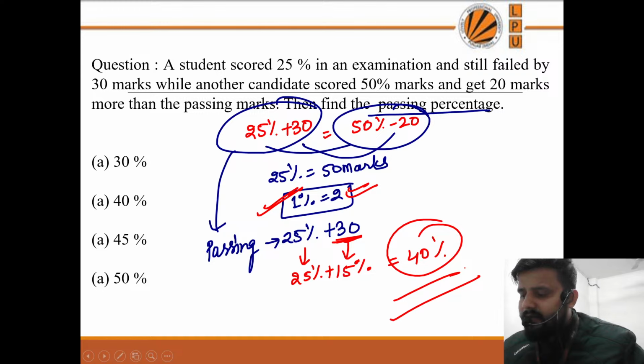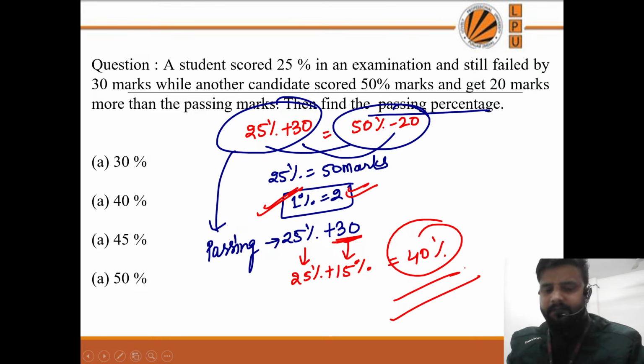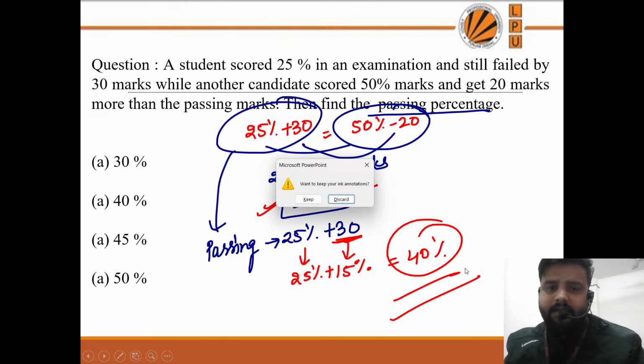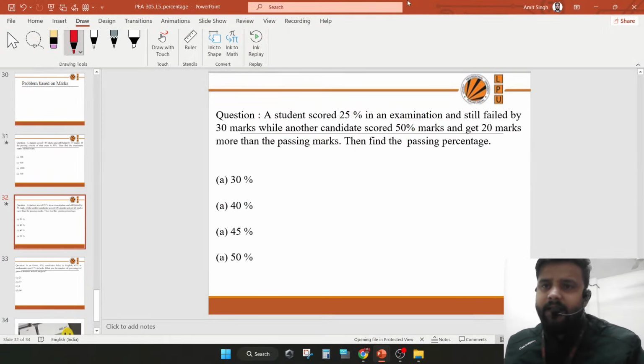Got it? Answer in comments. Okay, if you got it in terms of concept, percentage is this much only. If you still feel any doubt, you can message me on WhatsApp.